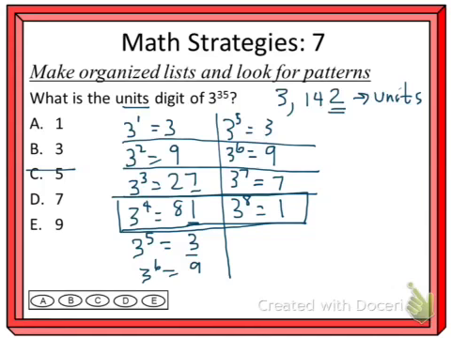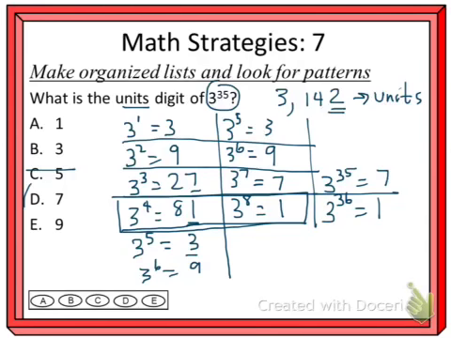So if we're looking at 3 to the 35th power, I'm looking at the power and going, what is the closest multiple of 4 to 35? And I would say that this is 3 to the 36th power. That should be equal to a 1. And if I go 1 above that, 3 to the 35th power, that should be equal to a 7 for the units digit. And I'm answering answer choice D.